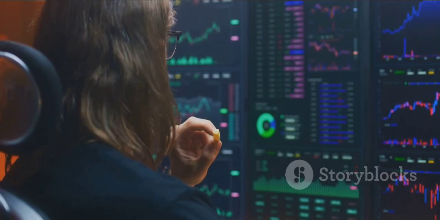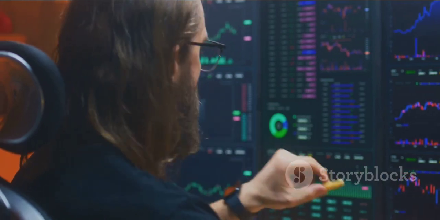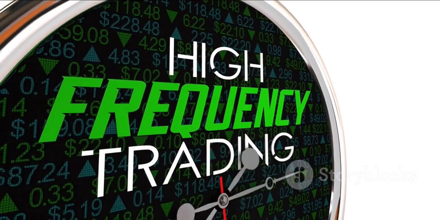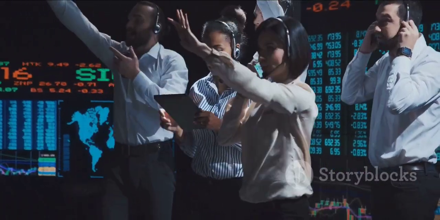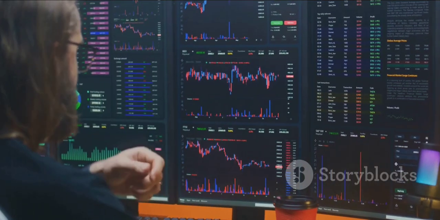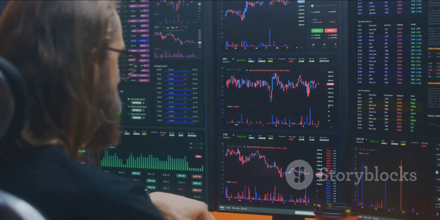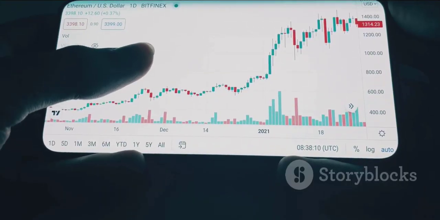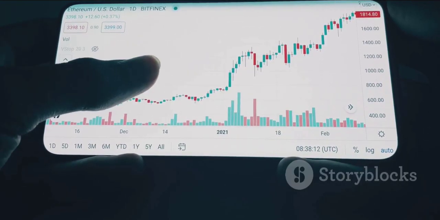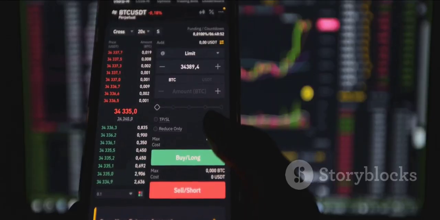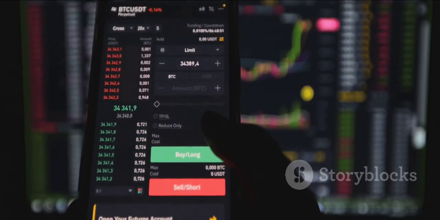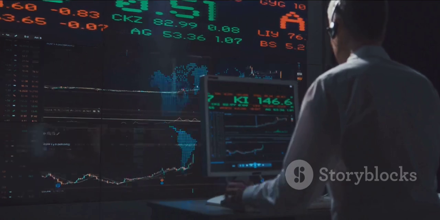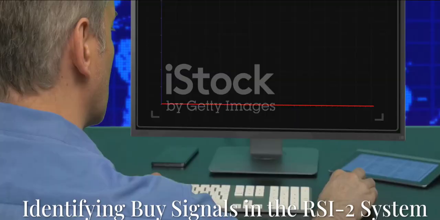This shorter period makes the RSI more reactive. It captures swift price movements. These movements are common in short-term trading. The RSI-2 system isn't solely based on the RSI. It incorporates a longer-term trend filter. This filter is the 200-day Simple Moving Average, or SMA. This combination helps traders identify opportunities. They can then trade in the direction of the prevailing trend.